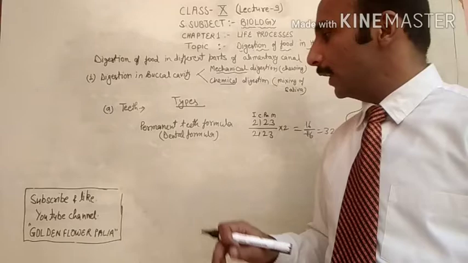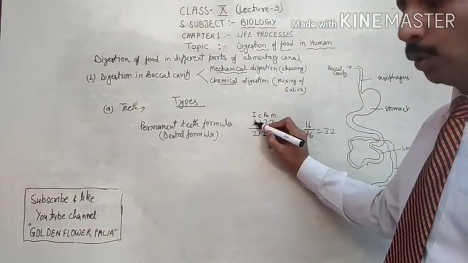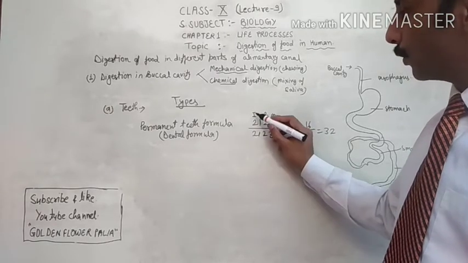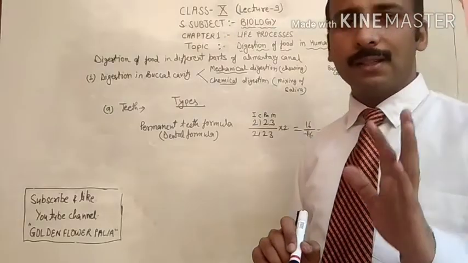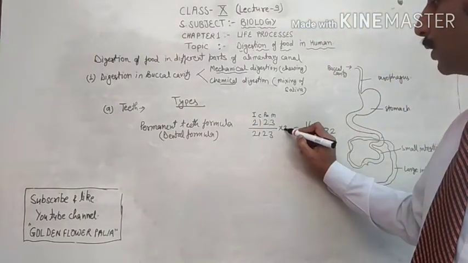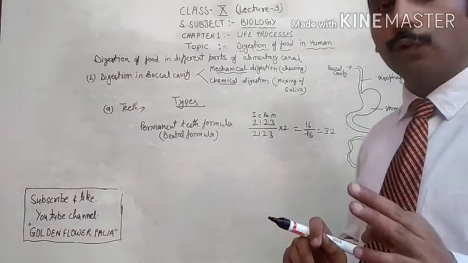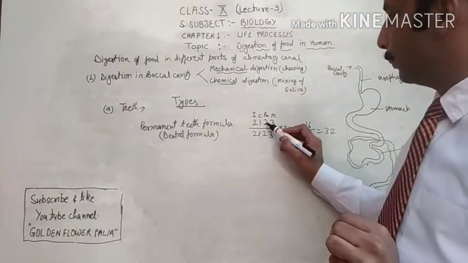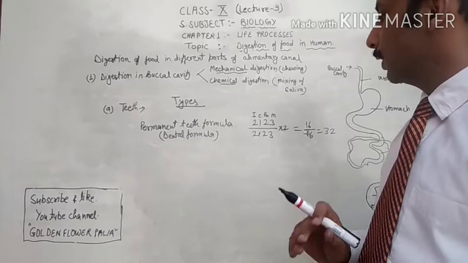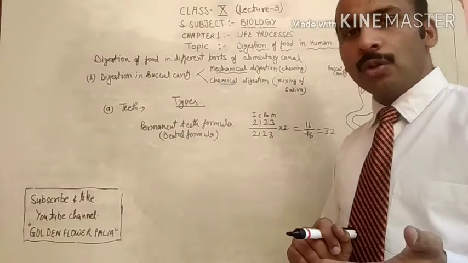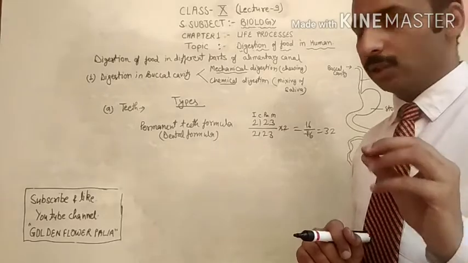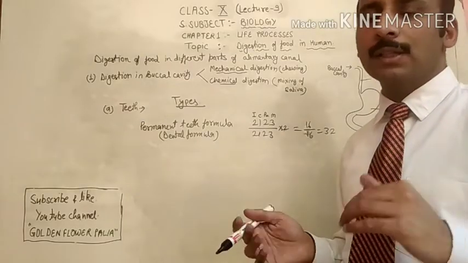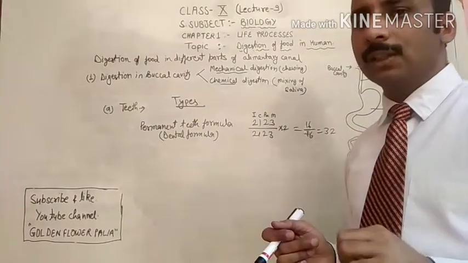Total teeth are 32. It means in the upper jaw 2 on each side, 4 incisors, and 4 in the lower jaw, so 8 incisors. Canines 1 on each side, 2 in the upper jaw and 2 in the lower jaw, so canines are 4. Premolars 2 on each side, 4 in the upper jaw and 4 in the lower jaw, so premolars are 8. Molars 3 on each side, 6 in the upper jaw and 6 in the lower jaw, so molars are 12 in number.